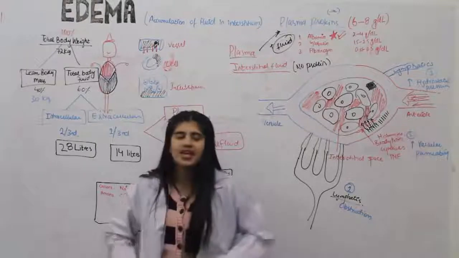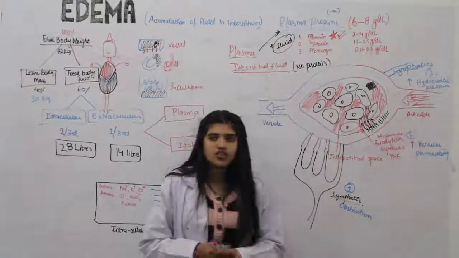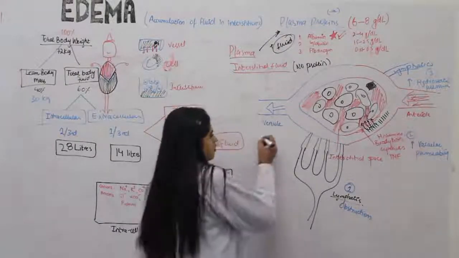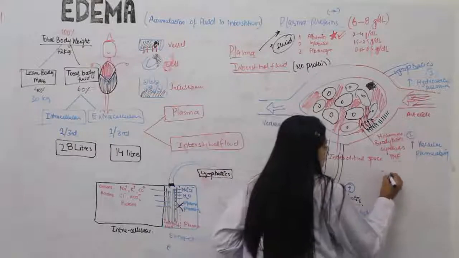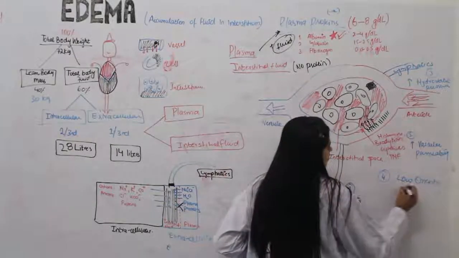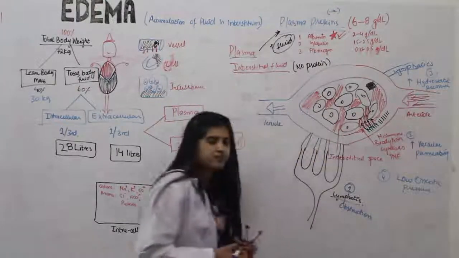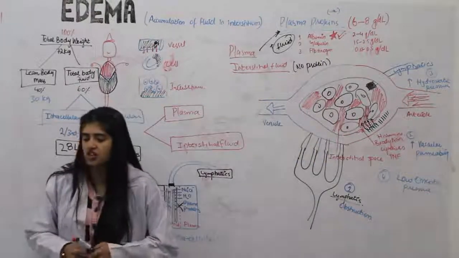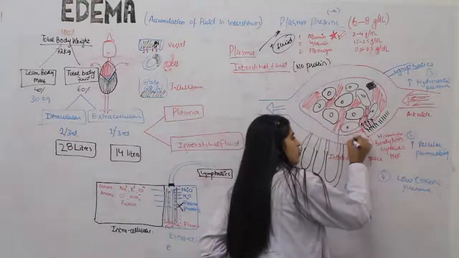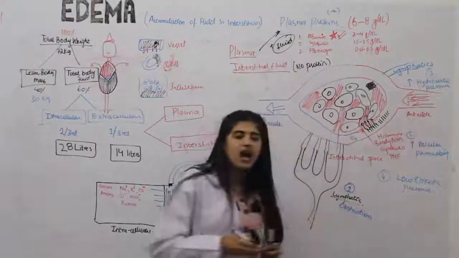Now the second thing we are saying is hydrostatic pressure, and fourth is low oncotic pressure. Low oncotic pressure means that there is oncotic pressure over here. Oncotic pressure means how much.